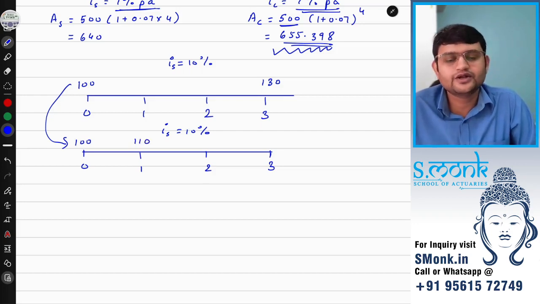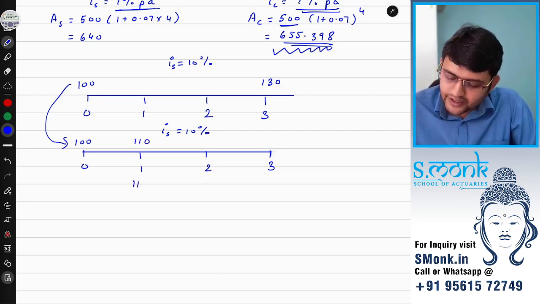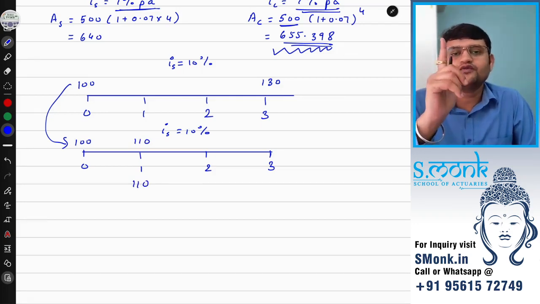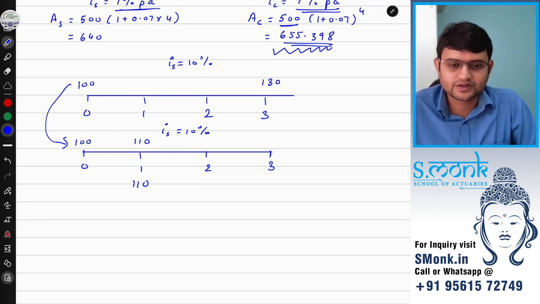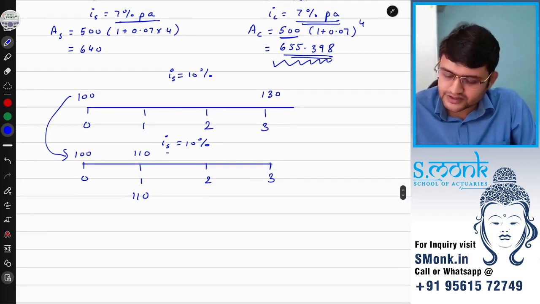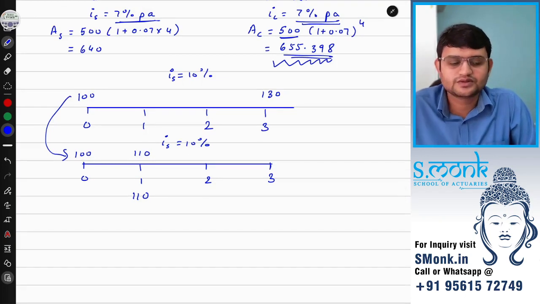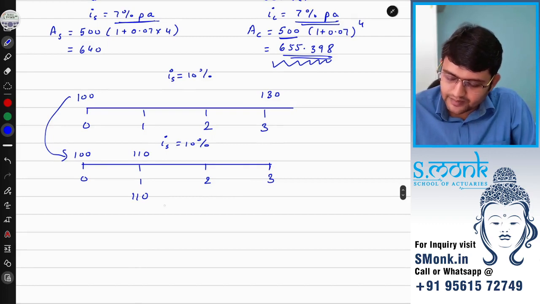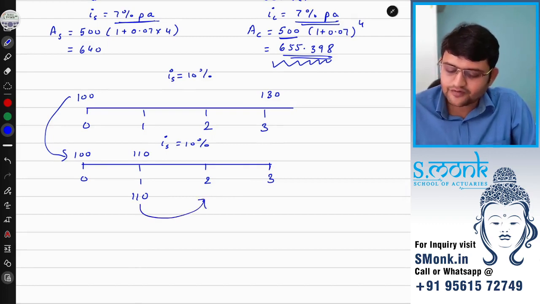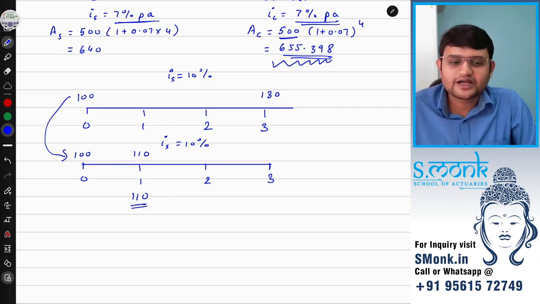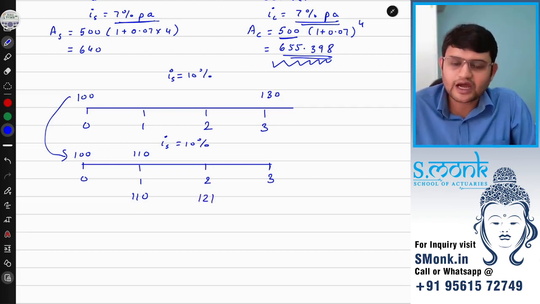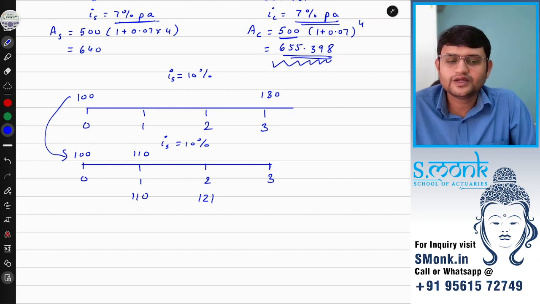So I got 110 rupees back. I took that 110 rupees and lent it to somebody else again for 1 year at the same rate of interest, that is 10%. After 1 year, they are going to give me 10% interest on 110, that is 11 rupees. So I have 121 after 1 year.